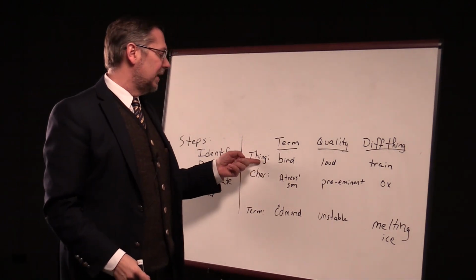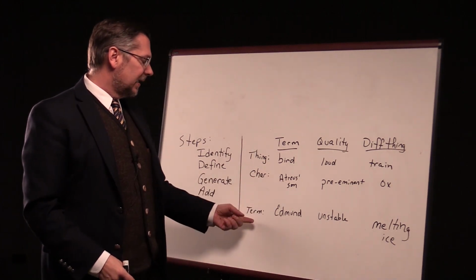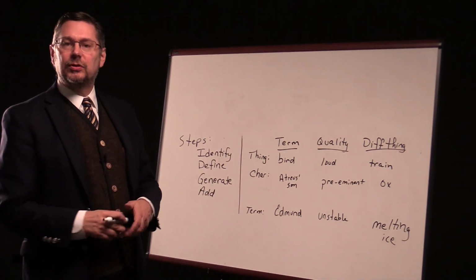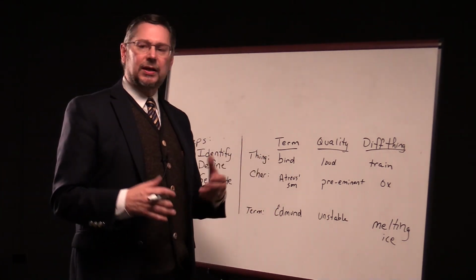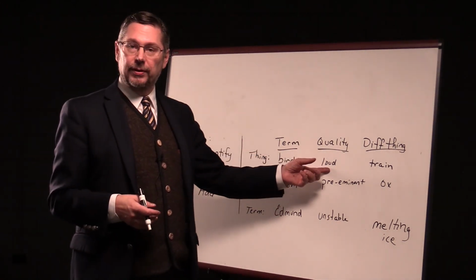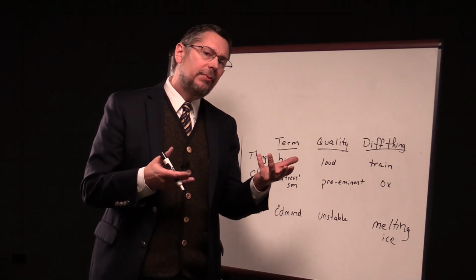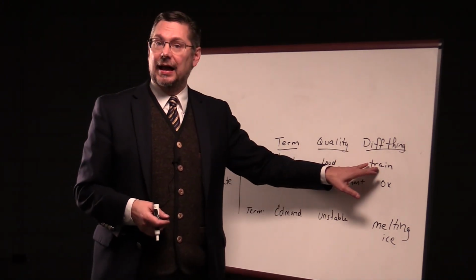And here I've used a thing, bird. I've written a character, Atreus' son. I've taken a term from our essay, Edmund. Okay, now what I do is I ask, let's just look at one at a time, the thing, a bird. Well, what can you tell me about this bird? Well, the one I'm talking about here is loud. Okay, what else is loud? Can you tell me something that is loud but is not a bird, a different kind of thing from a bird? Well, a train is loud.